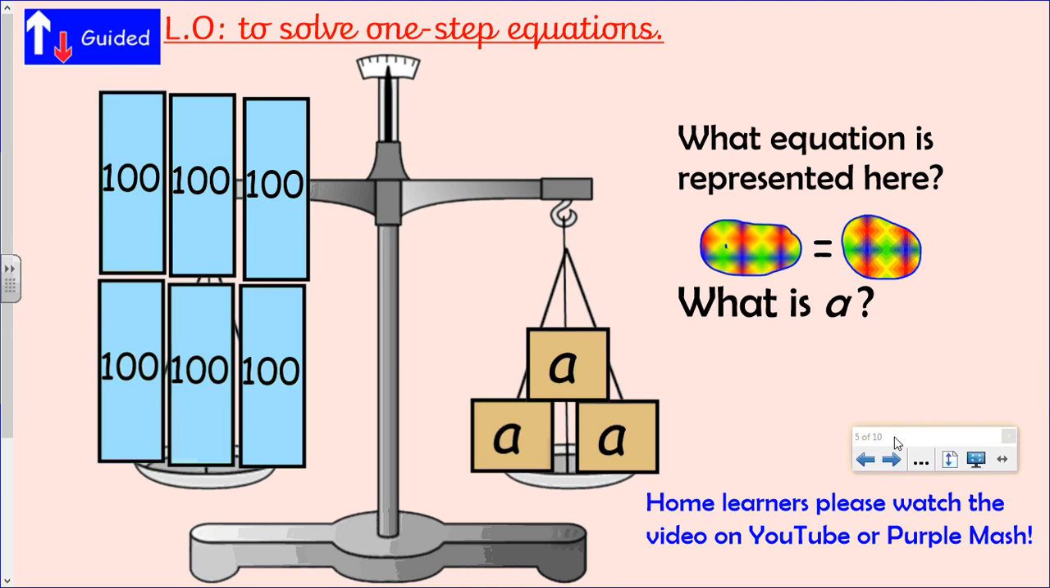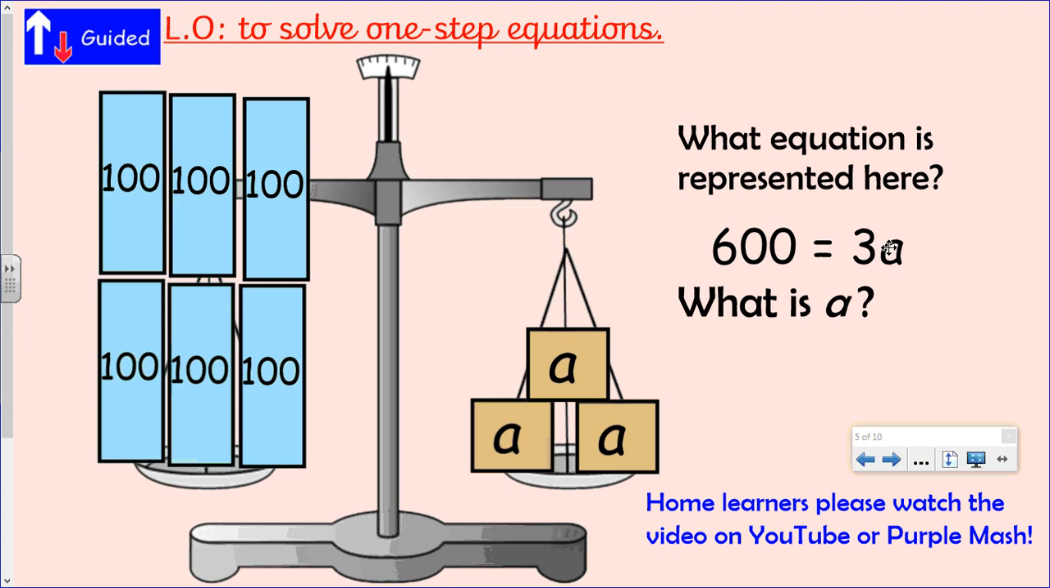Right, before I reveal anything to you, can you have a go at writing down what equation you think is represented on our balance? So what do you think is equal to what? You don't need to do any calculations, you don't need to do any taking away, just literally say what you can see on the screen. So what's on this side of the balance, what's on this side of the balance? Okay, hopefully you've had a chance to have a go. So we've got 600 on one side, and on the other side we've got 3A. And just another reminder, that means 3 lots of A, or 3 times A.